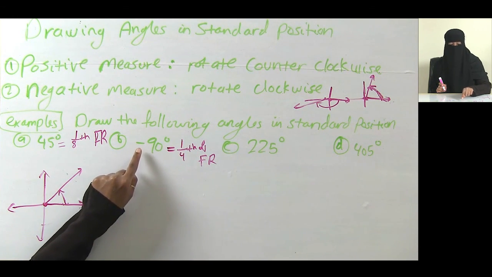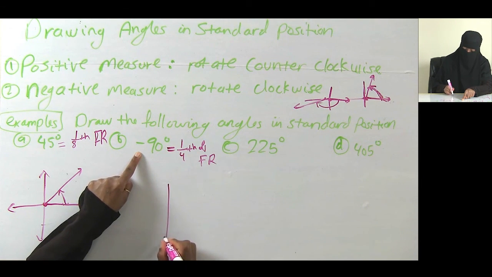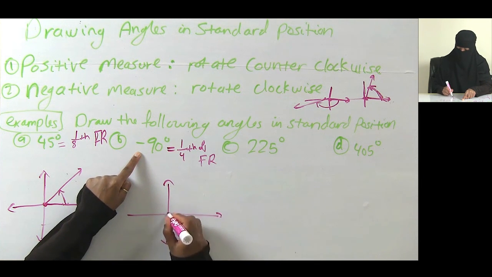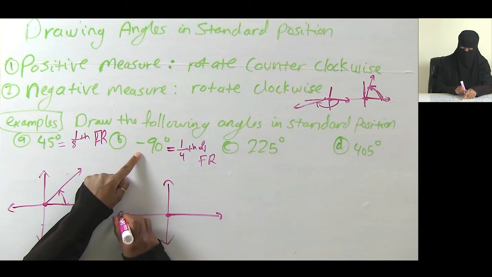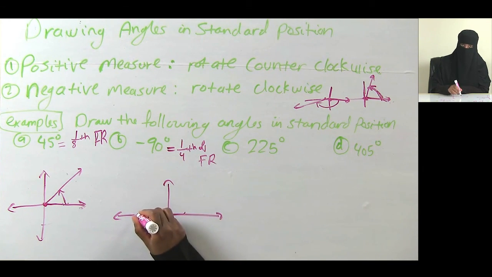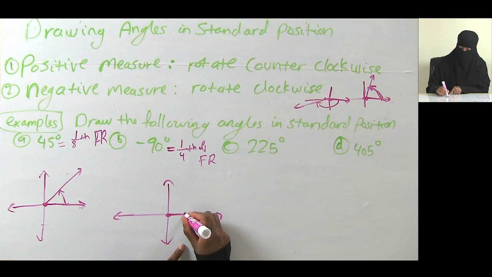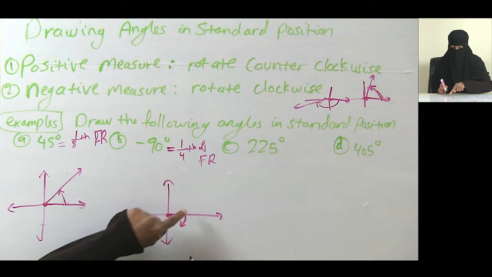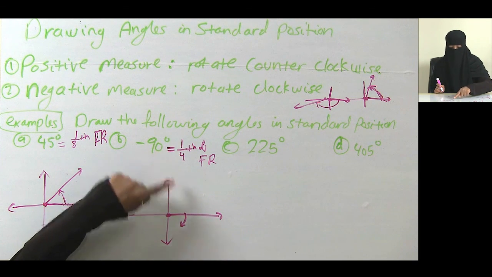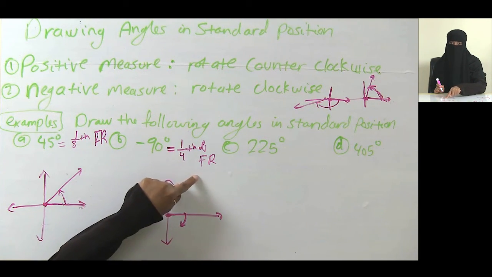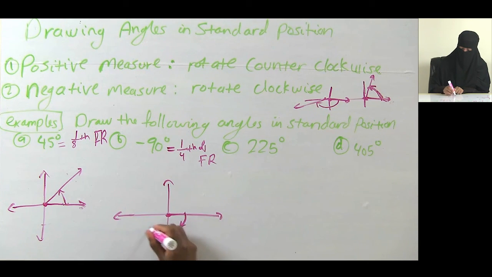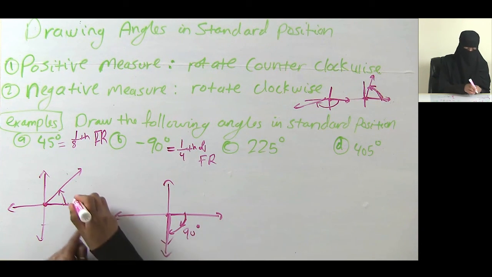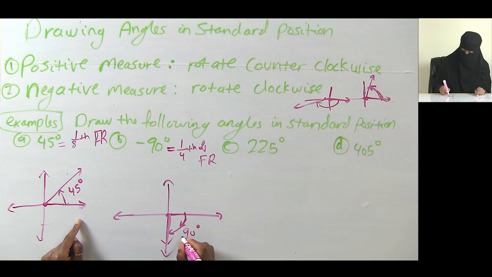Now, the second part, we have a negative. What does that negative tell us? Well, the negative is saying that here's my initial side. Now, instead of rotating counterclockwise like I've been doing so far, I'm going to be rotating down, clockwise. So I need to rotate, in the clockwise direction, 1/4 of a full circle. Well, what is 1/4 of a full circle? This is a full circle, so 1/4 would put me exactly over here. So this is my 90 degree angle, and this is my 45 degree angle. In fact, this is negative 90.